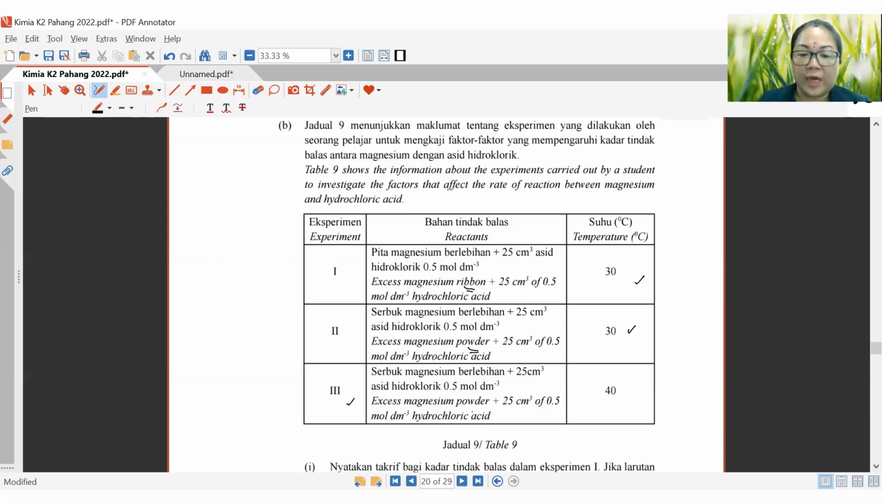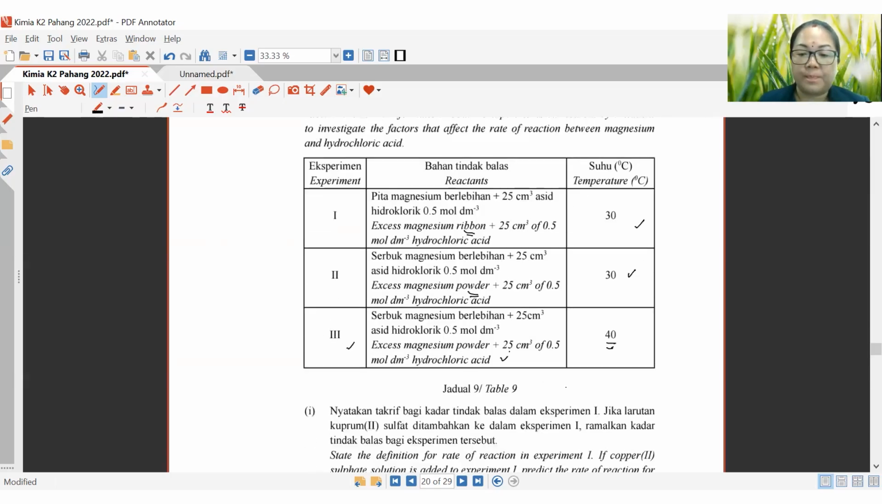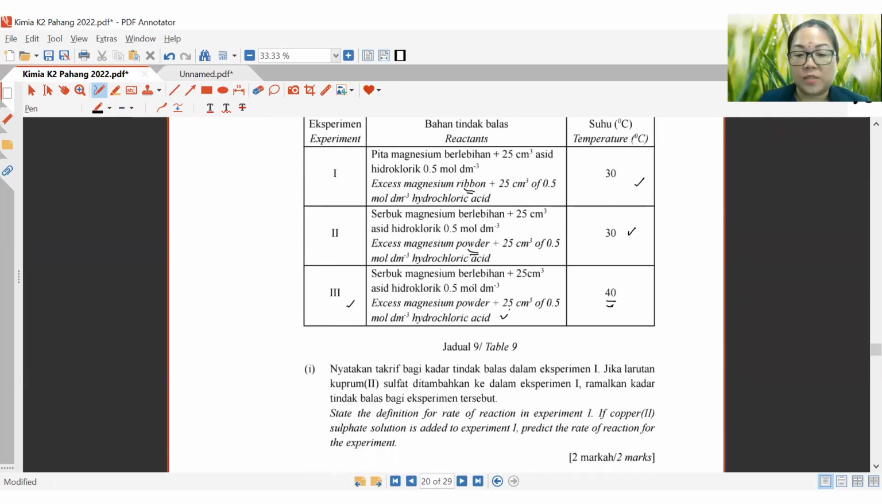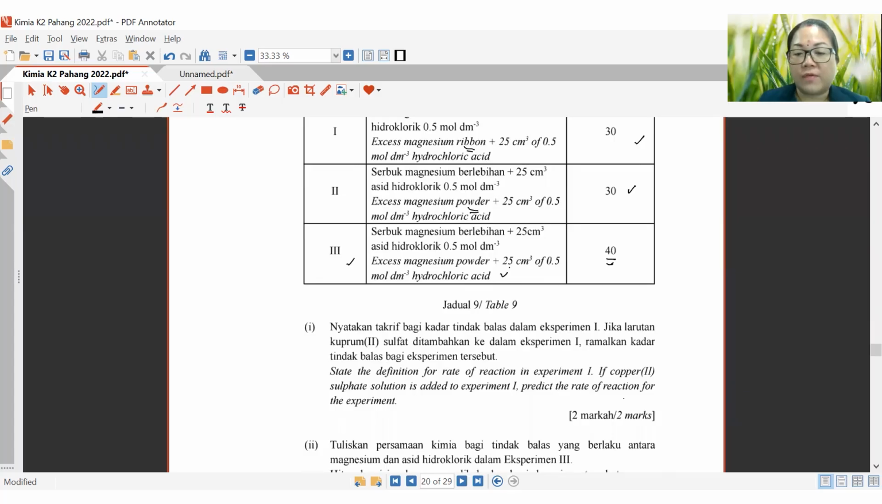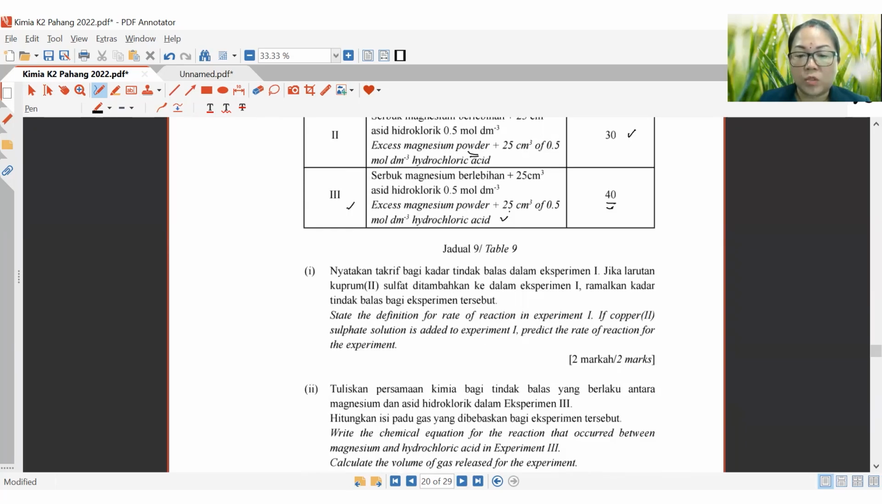Experiment 3, we are using powder, but we are using the same type of chemicals. Everything is the same, just that at a higher temperature. All right. Let's look at a question. State the definition for rate of reaction in experiment 1. If copper 2 sulfate solution is added to experiment 1, predict the rate of reaction for the experiment. So we are to predict what happened.